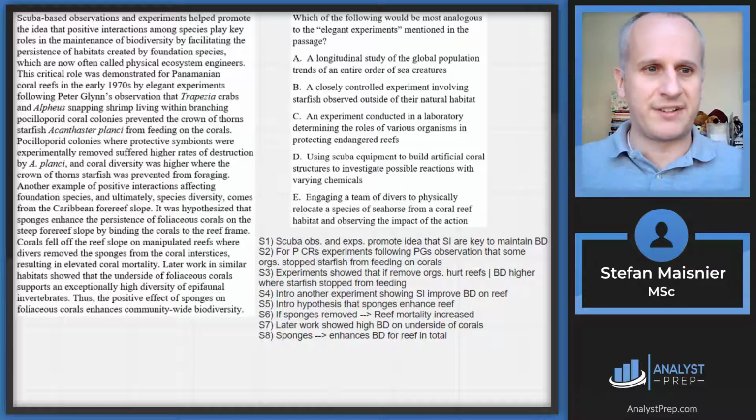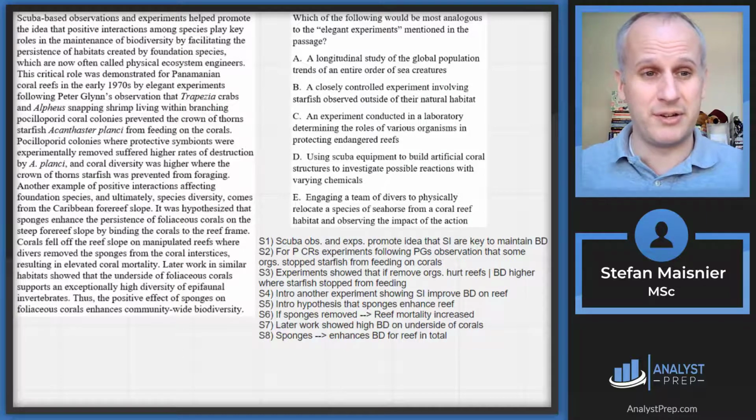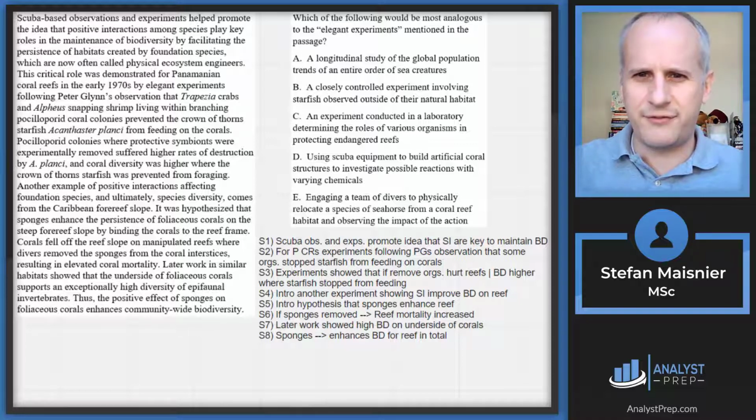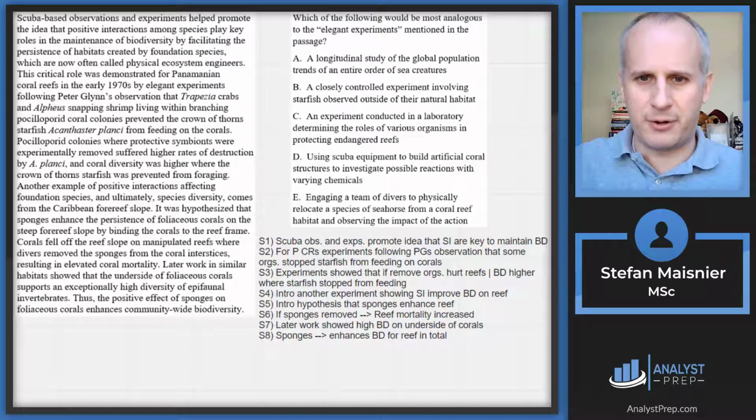Obviously, it should go faster than we just did it together here, but that's a decision you have to make because there's going to be 3 or 4 questions about this, and we can use this information for the subsequent tasks that are introduced. So here, we've got our question, which is just asking which of the following would be most analogous to the elegant experiments mentioned in the passage. And we know those are basically sentences.